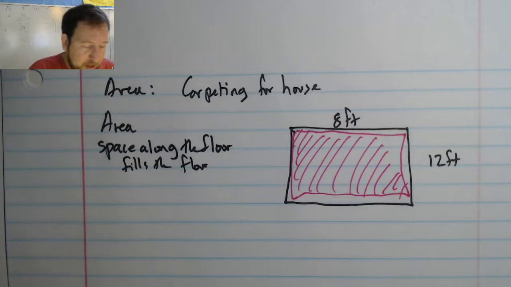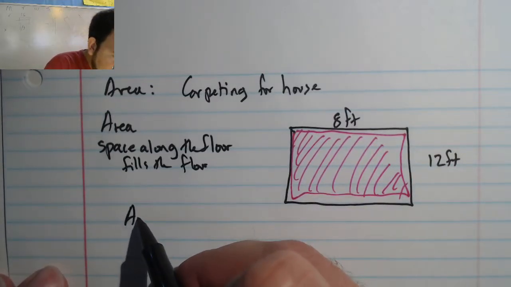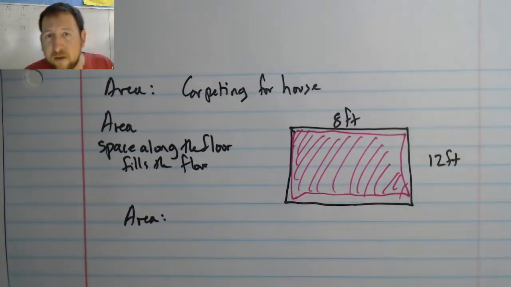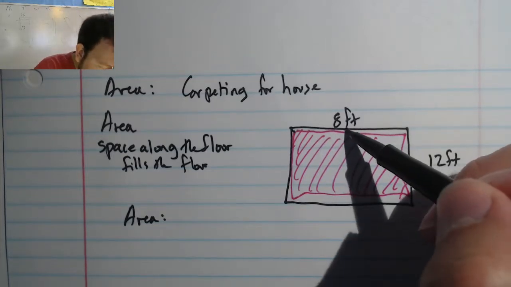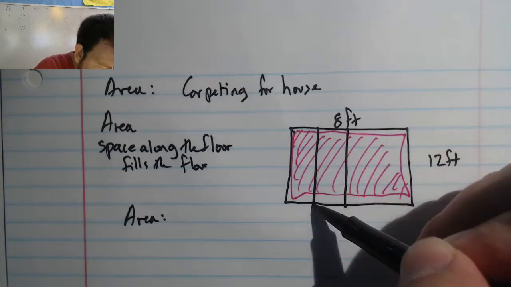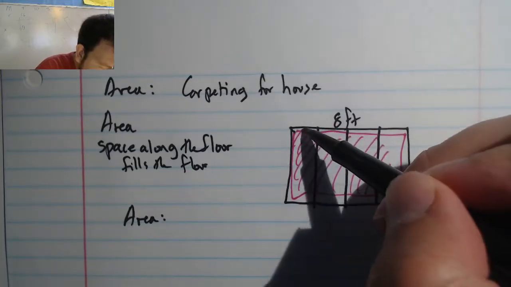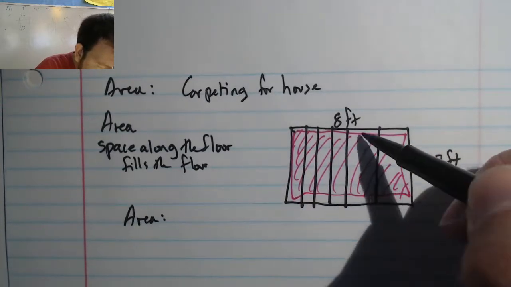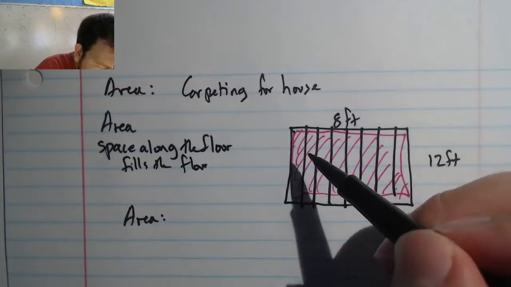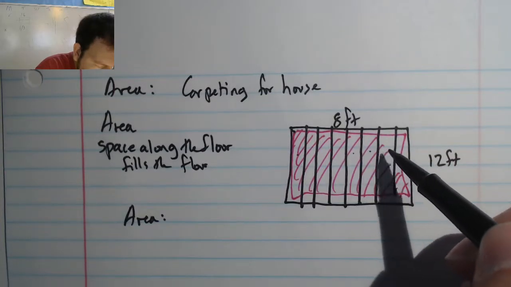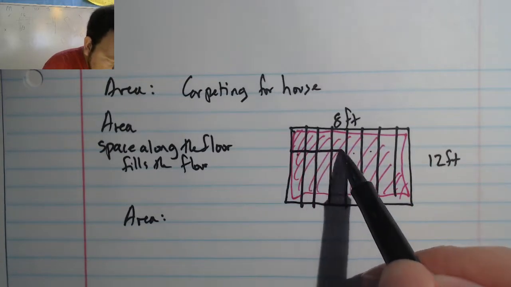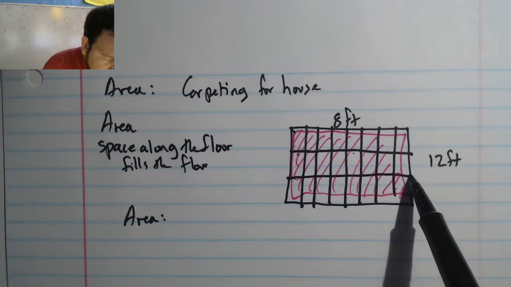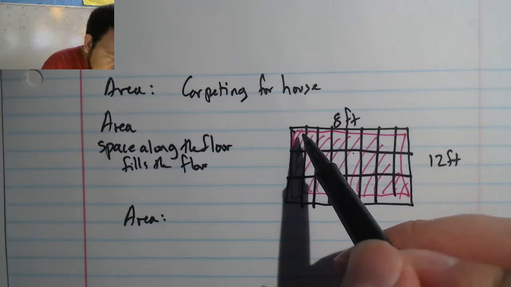Okay, so in this case, what I can do to find area is divide it up into little squares. So if this is 8 feet, I can say that this is 1, 2, 3, 4, 5, 6, 7, 8. And I could divide this up into 12 as well. I can try. 4, 8, 12.